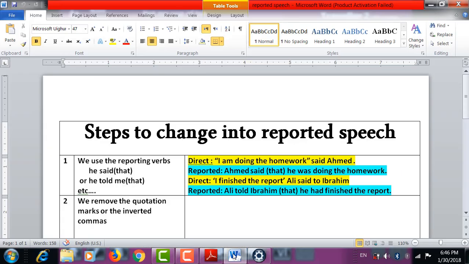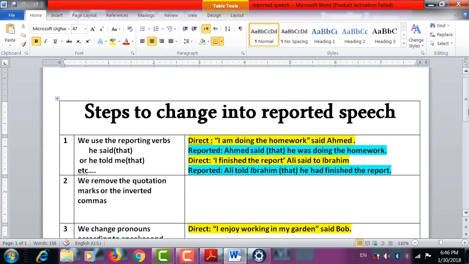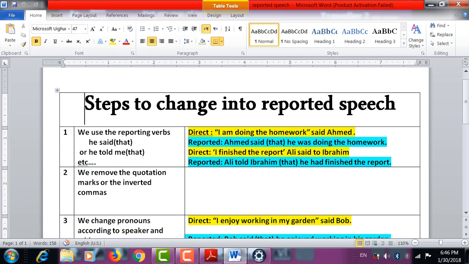I prepared the steps for how to change a sentence into reported speech. So if I have a sentence, how can I change it? First of all, we have the direct speech. What does direct speech mean? The exact words the person said, and we always put these words or sentences in quotation marks, or inverted commas. They can be double or single, as you see here. So this is direct, in the yellow color. These are the direct sentences.